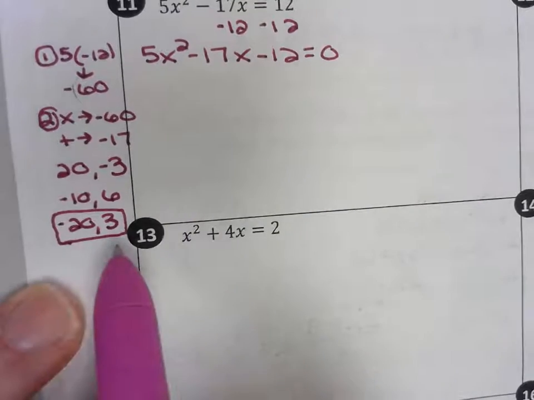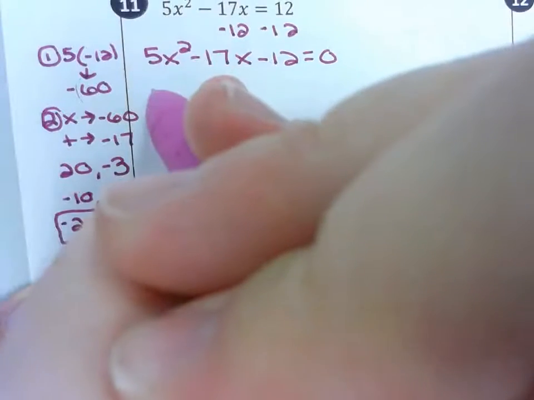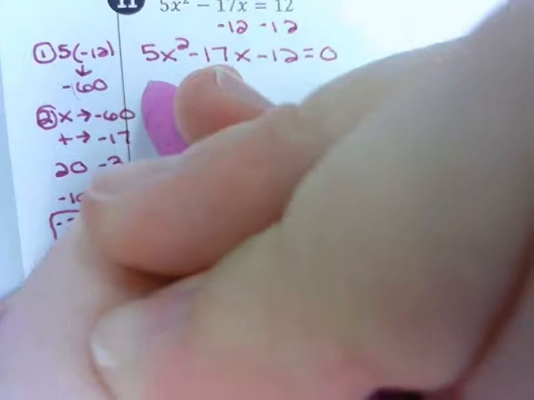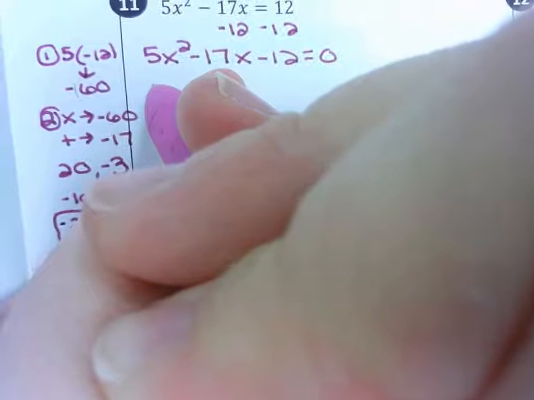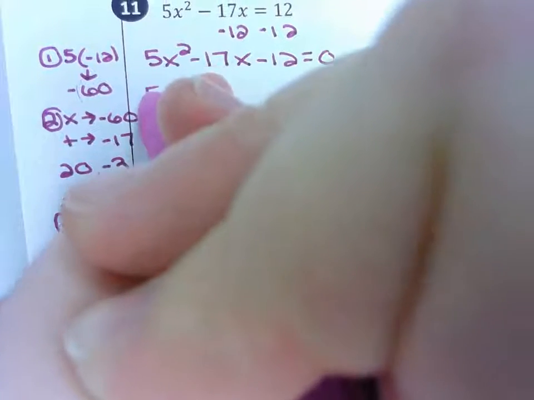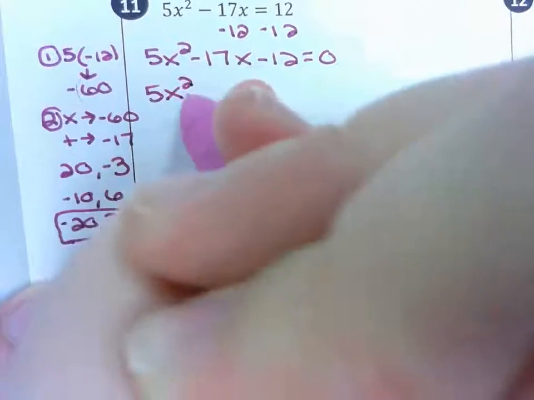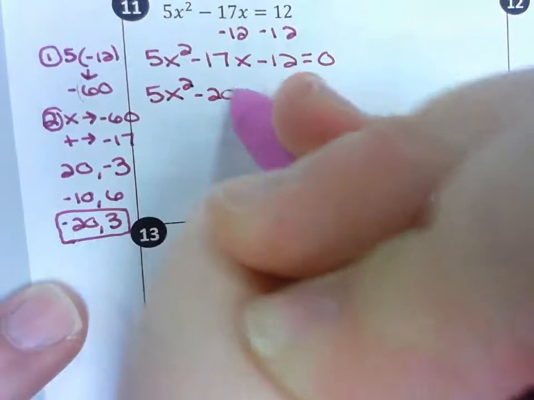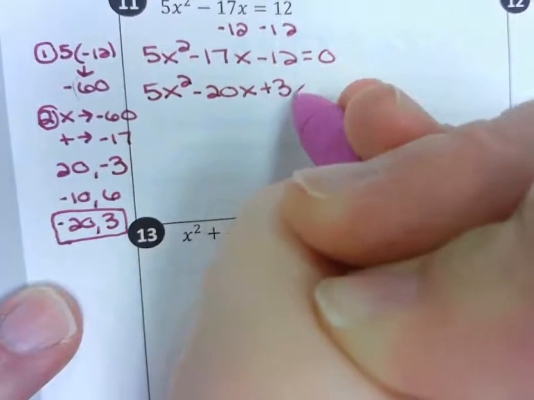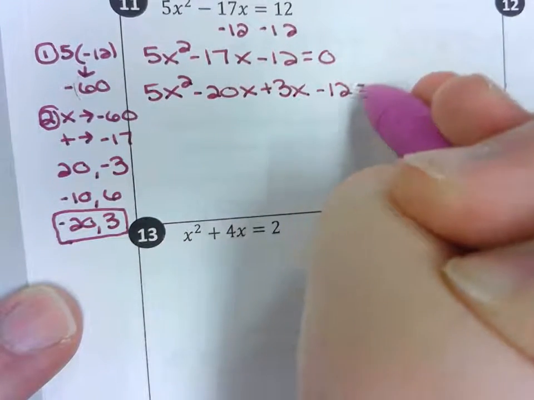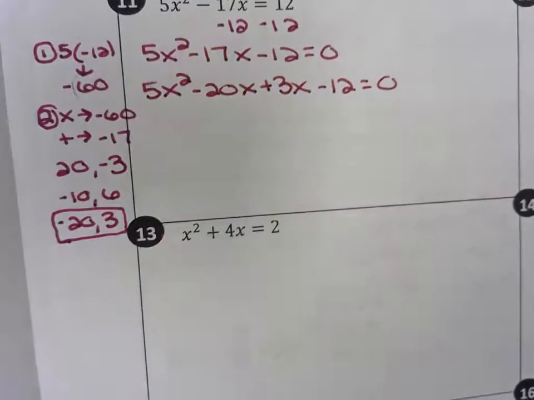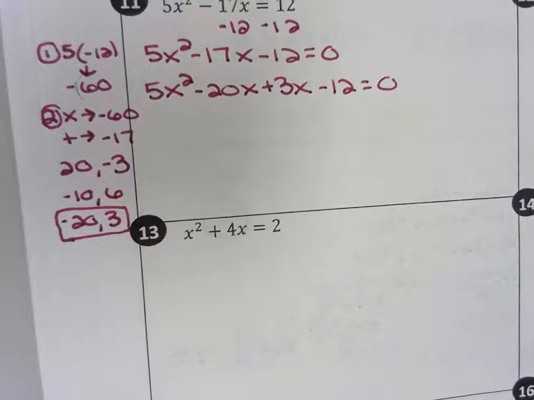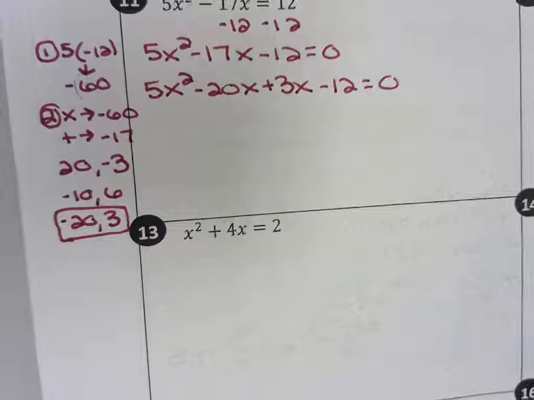Once I find the two numbers, what do I do with them? Look at your reference sheet. Plug them into the middle number. So 5x squared minus 20x plus 3x minus 12 equals 0. Okay, what do I do next to factor this? If I have four terms, separate two of them.